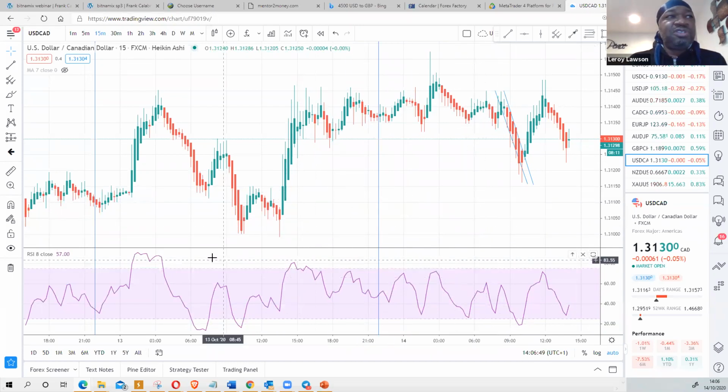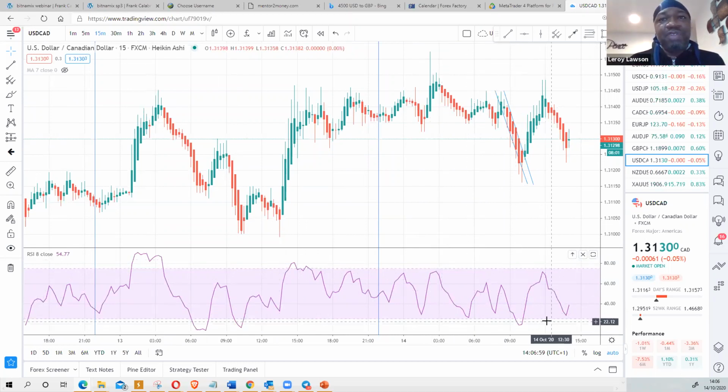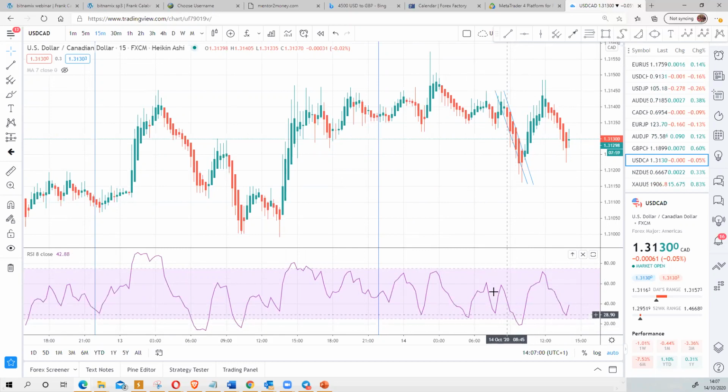So you can see here our relative strength index indicator. When it goes above the 75, we've got an overbought situation, and when it goes below the 25, we've got an oversold situation. So the sell-off is here, the buy is here.